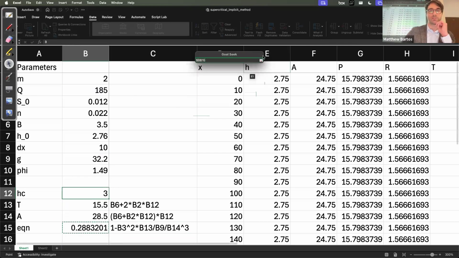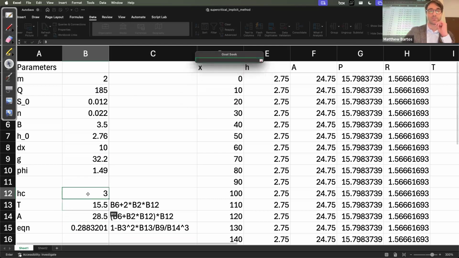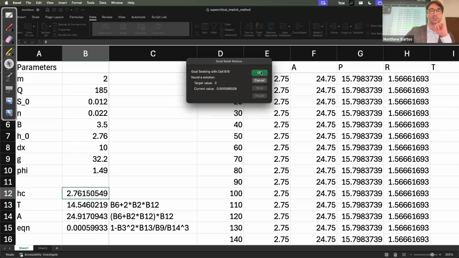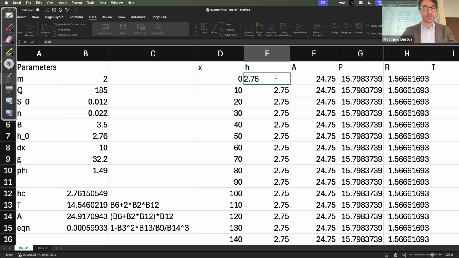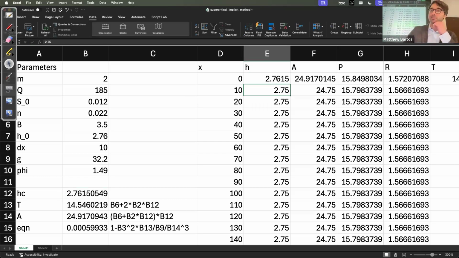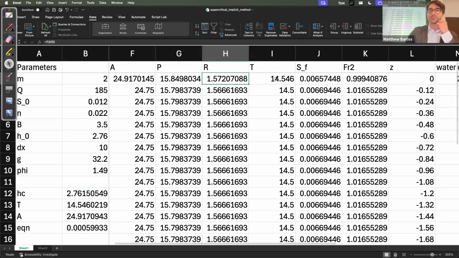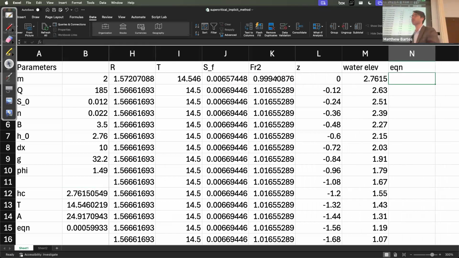Okay, we're going to set cell B15 to value of 0 by changing cell B12. And we get an answer of about 2.761. So we can take that value and plug it in as our first depth. This will be 2.7615-ish. And you'll see that all of these cells here get their values adjusted. So 2.761 is the critical depth, and that is the first depth at the upstream end of the channel.